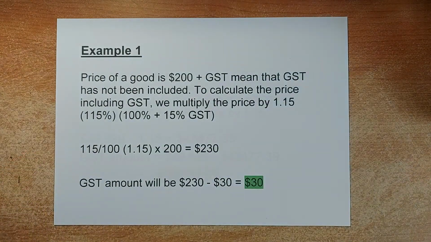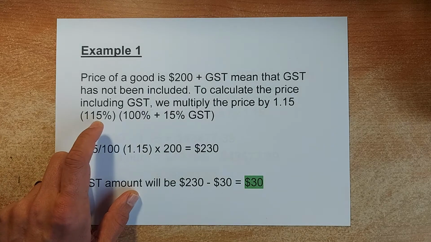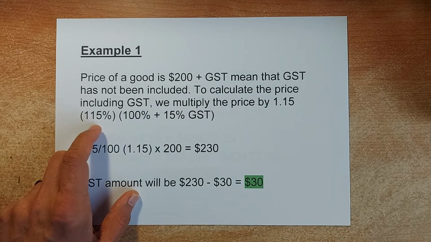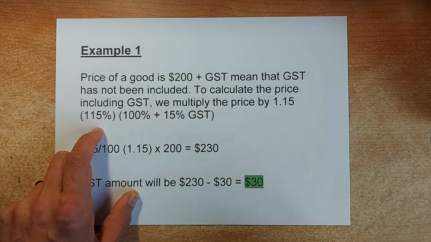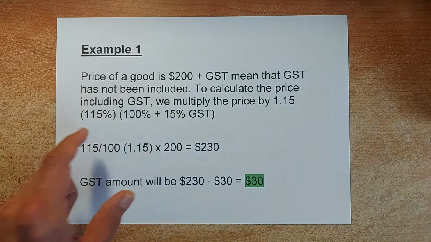Okay, first, the original price is 100%. If the price increased by 15%, because the tax is 15%, the total price is going to be 115%. So percent means out of 100, so 115 divided by 100, that is how you get 1.15. Because 100% plus 15% will give you 115%.